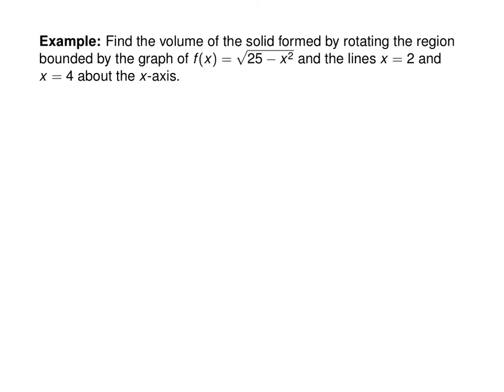In this example, we are going to find the volume of the solid formed by rotating the region bounded by the graph of f of x equals square root of 25 minus x squared between the lines x equals 2 and x equals 4 about the x-axis. So first of all, you have to recognize that the root of 25 minus x squared is the top half of a circle of radius 5. So there we go, circle of radius 5. And if you spin this about the x-axis, the entire solid you would get between negative 5 and 5 is going to be a sphere. We specifically care about the part between x equals 2 and x equals 4.